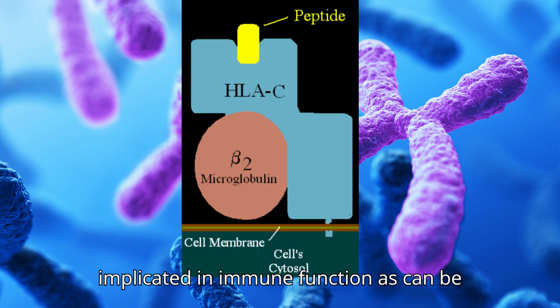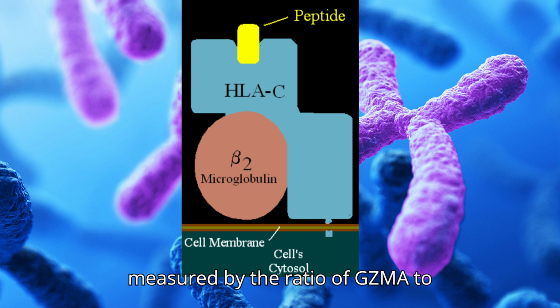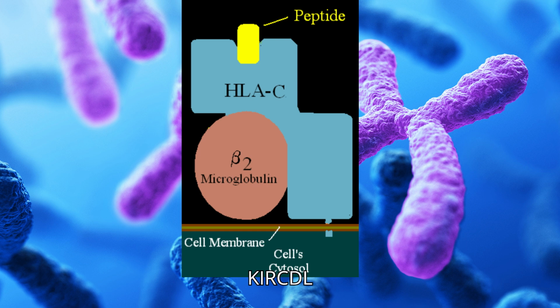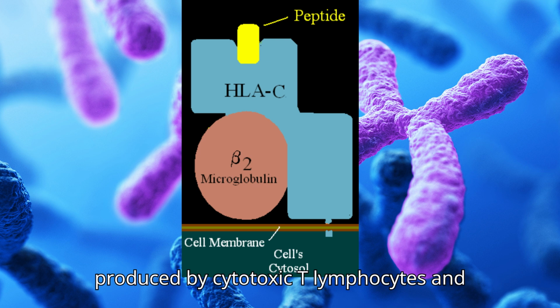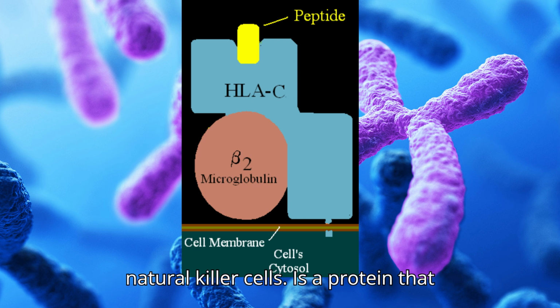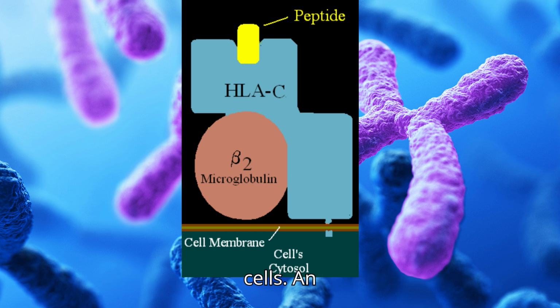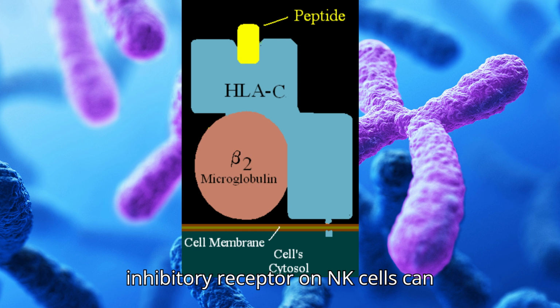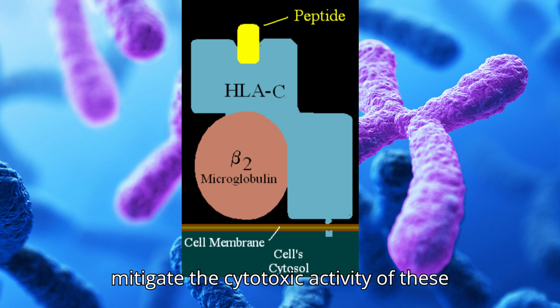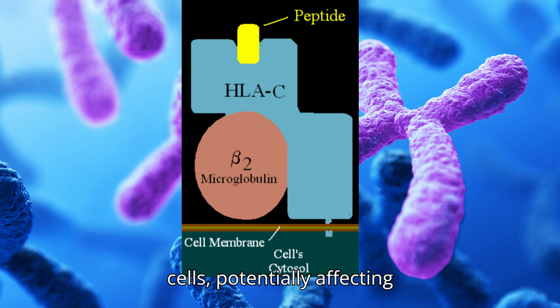HLA-C is directly implicated in immune function, as can be measured by the ratio of GZMA to KIR2DL3 protein levels. GZMA, produced by cytotoxic T lymphocytes and natural killer cells, is a protein that induces programmed cell death in target cells. KIR, an inhibitory receptor on NK cells, can mitigate the cytotoxic activity of these cells, potentially affecting GZMA-mediated cell death.